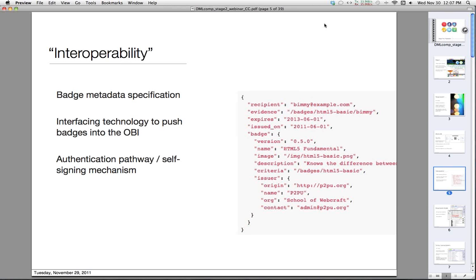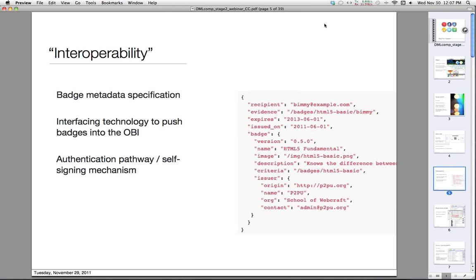So badges are not just visual representations, really. They're full mini portfolios in a sense. And then also what we mean by interoperability is taking technology and being able to push badges into the Open Badge Infrastructure. What that means is that badges will default to private, and then there will be widgets and little pieces of software that will allow recipients to push badges into the Open Badge Infrastructure and then enter the ecosystem.